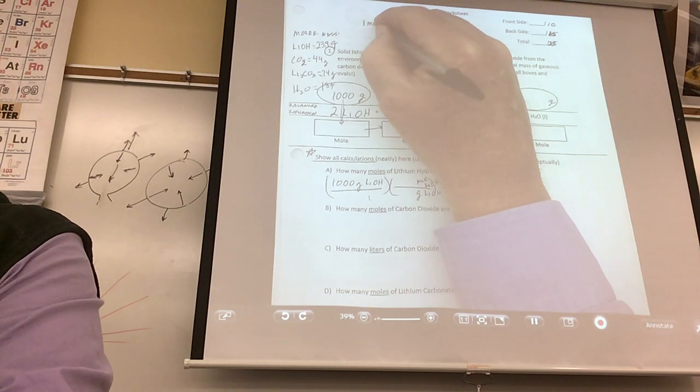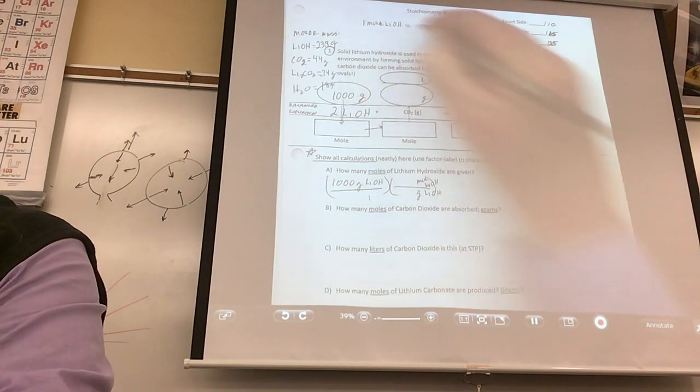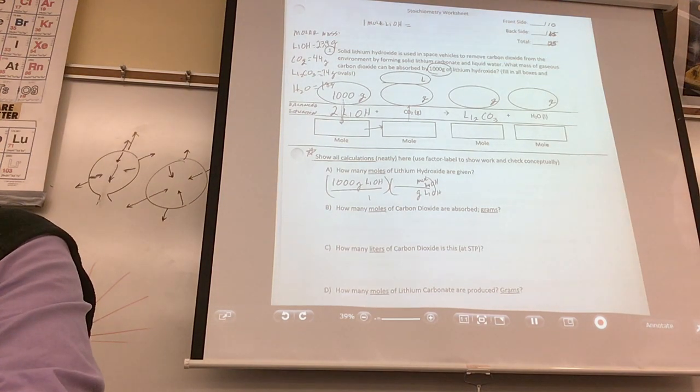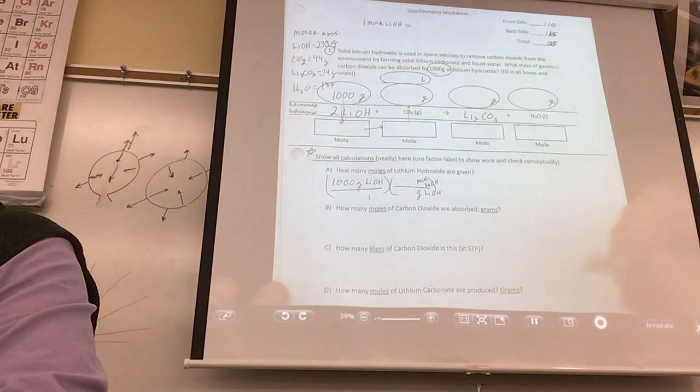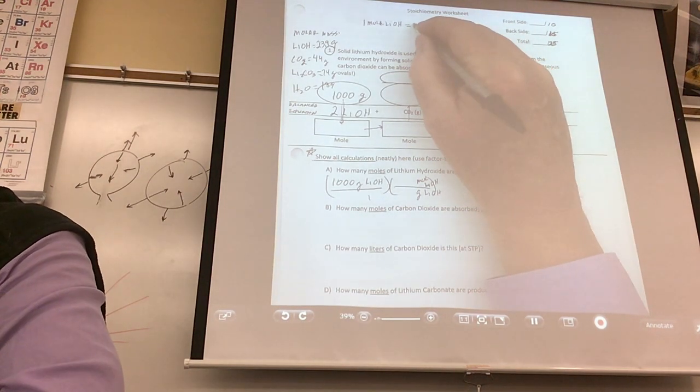1 mole of lithium hydroxide equals, who wants to help me out here? And by helping me out, you're helping yourself out. Zach, you said you needed help on this. Tell me everything you know about lithium hydroxide. 1 mole lithium hydroxide is what?